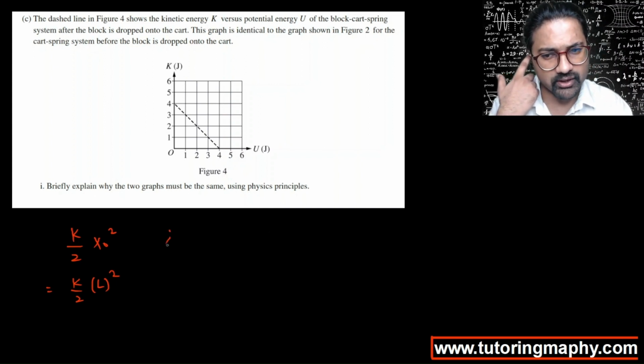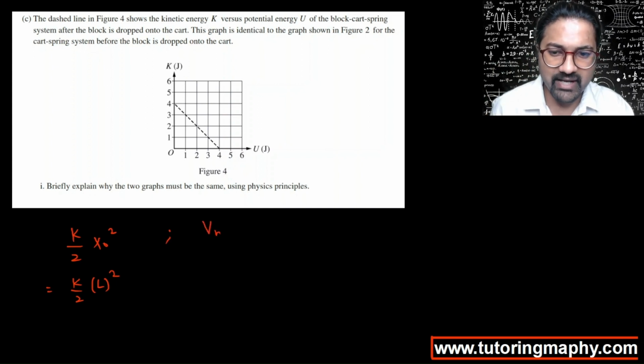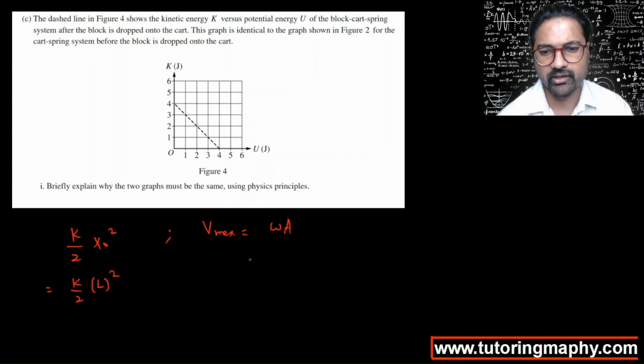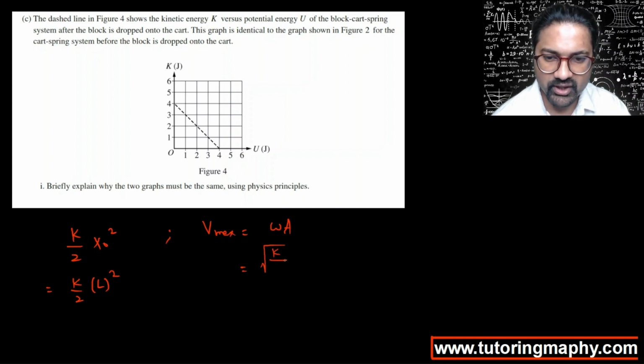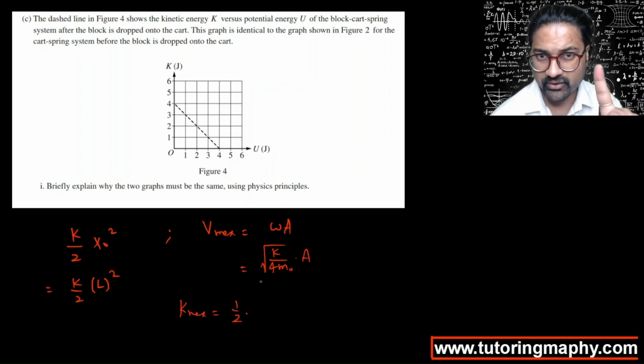There's another way in which you can explain it. The maximum velocity, if we remember the formula, is omega times A, right? Now, what is omega? Omega will change, right? Omega is root of K over m. So it's K over 4m naught, because the total mass is now 4m naught, and the amplitude is still the same. So what is the maximum kinetic energy at the equilibrium? Obviously, K max is going to be half m. This is where we have to be careful.